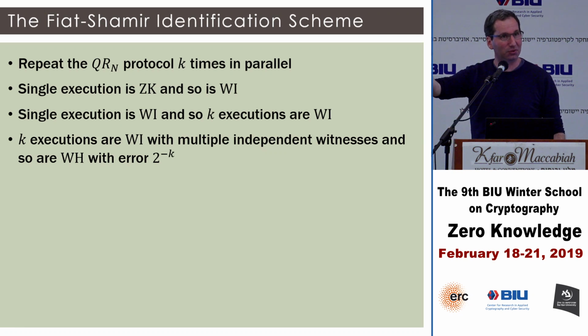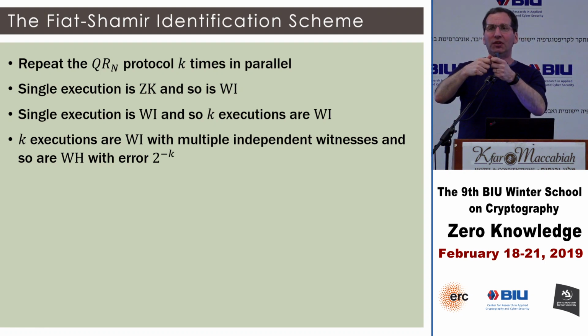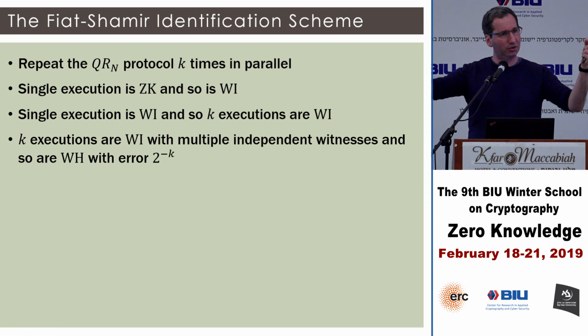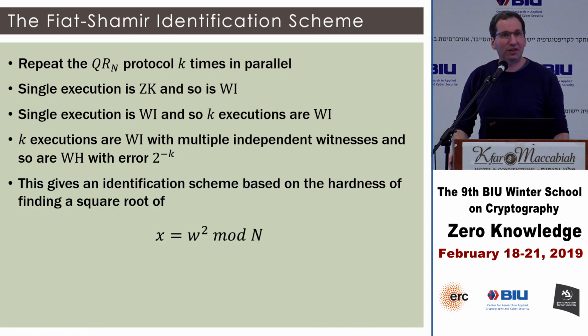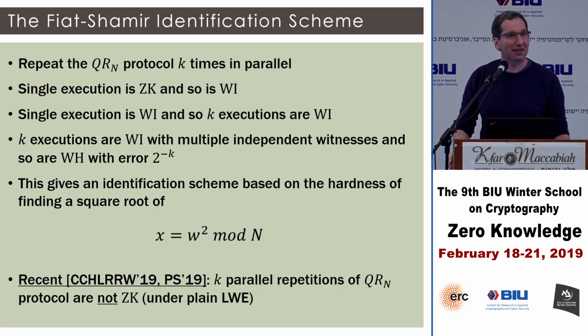This is the reasoning why it's secure, the Fiat-Shamir identification. A single execution is WI, so k executions is a parallel execution of WI. So we now have a witness indistinguishable proof for quadratic residuosity with negligible soundness, soundness 2 to the minus k. Since there are multiple witnesses to a quadratic residue, it's also witness hiding. And this gives an identification scheme that is based on the hardness of finding a square root modulo a composite, using exactly this very same analysis.